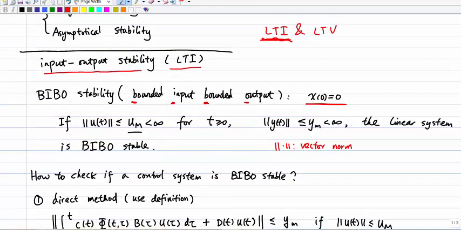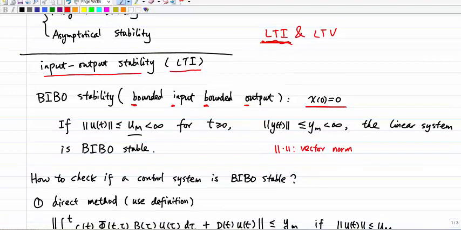Then the next question is how to check if a control system is BIBO stable. You can consider BIBO stability this way: a finite input excites a finite output. That's how we can interpret what BIBO stability means. So a finite input excites a finite output with a 0 initial condition.